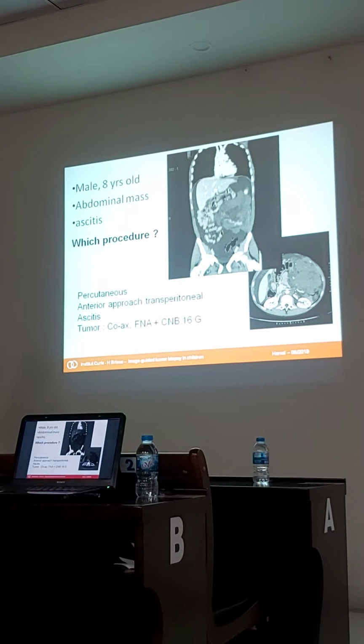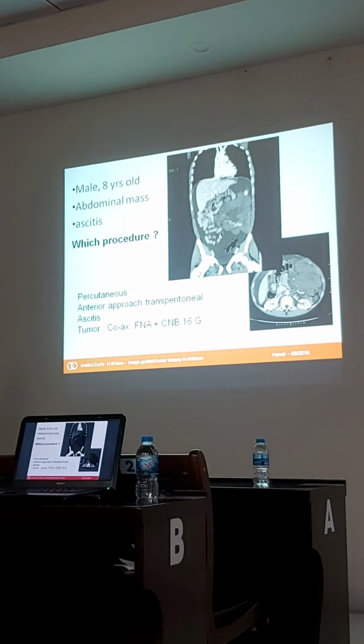And the final diagnosis was a sort of sarcoma. It's a desmoplastic round cell sarcoma.